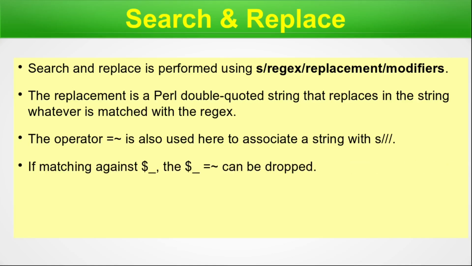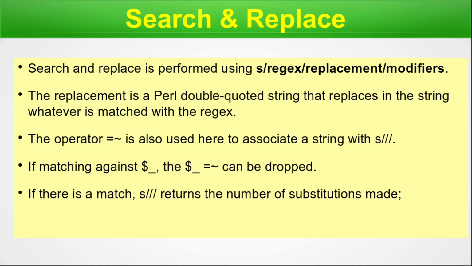If we are matching against $_, the $_ =~ can be dropped. That means if we are using only s with the three slashes, containing our regular expression and its replacement, we are matching with $_. If there is a match, s/// returns the number of substitutions made. So if we are catching a value, this will give the number of substitutions, otherwise it will return false. So this is the way we do search and replace.